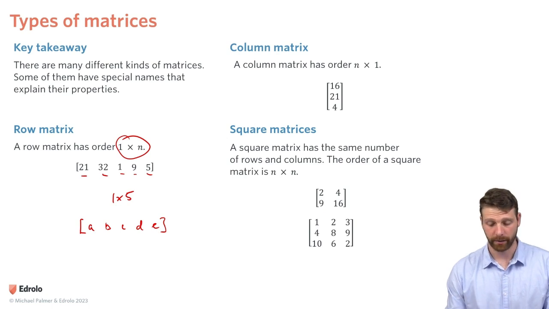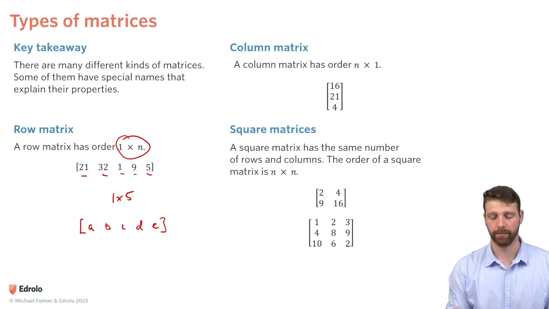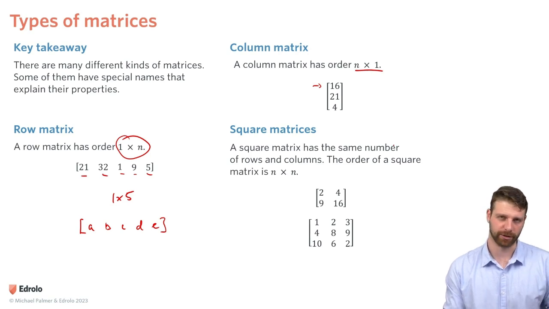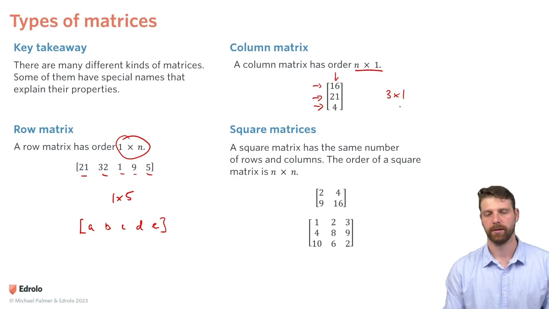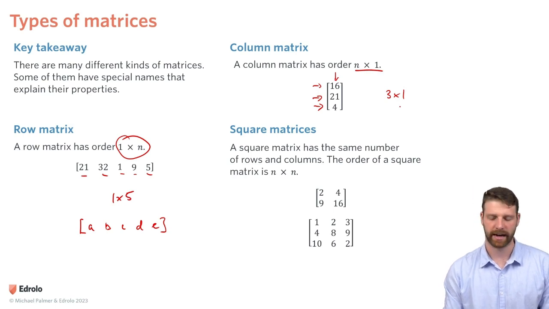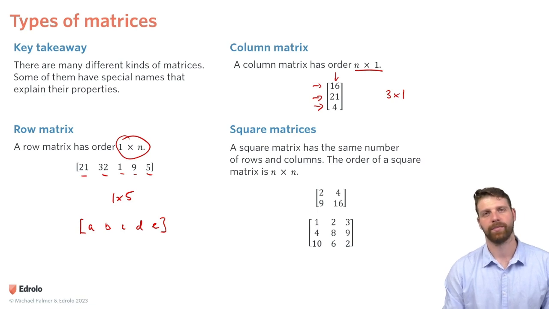All right, so next up, we've got a column matrix, and similar to the row matrix, that name makes sense. It's a matrix that only has one column. So I've said here it has order n by 1, so any number of rows, but only one column. So I can see we've got 3 rows and 1 column, so that's a 3 by 1 column matrix. Again, I've just put random numbers in there, 16, 21, 4. Nothing special about those. I just needed to fill the spaces.